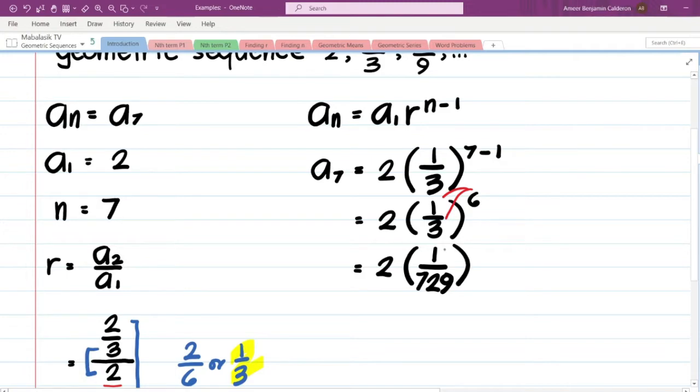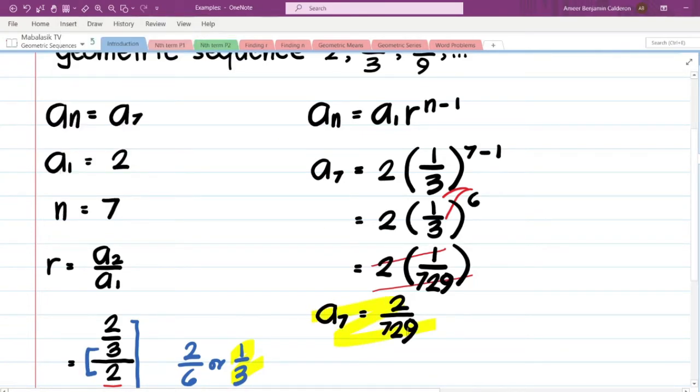Or you can simply just use your calculators to find 3 to the 6th, and you will find out that that is really 729. Now, let us proceed to multiplying the numerators and the denominators. We all know that we have a denominator 1 for 2. So our final answer will be a sub 7 is equal to 2/729. And that is our final answer.